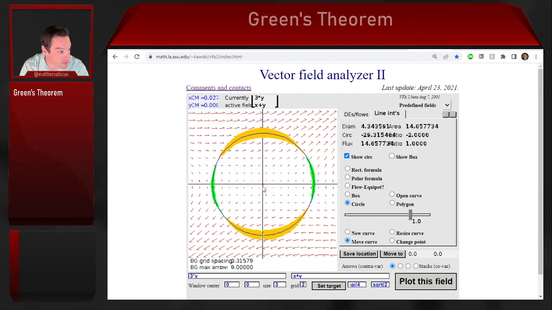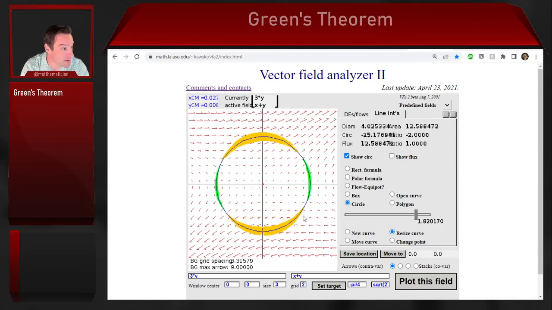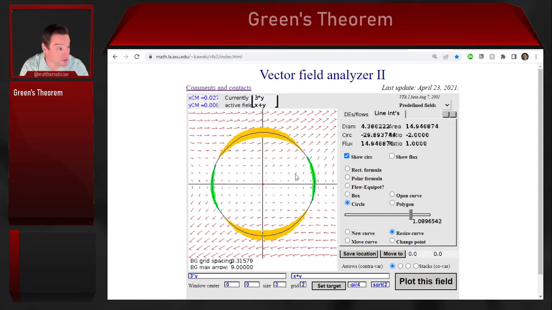The other thing that we notice is that if I change the size of my circle, then my circulation does change. But there's something else that's not changing in the process. What's not changing is the relationship between my circulation and the area. Let's say I find a circle that has a circulation that's about equal to negative 30 or so. The area of this disk, the area of the circle that's being bounded by my curve, is exactly half and negative sign as much as the circulation.